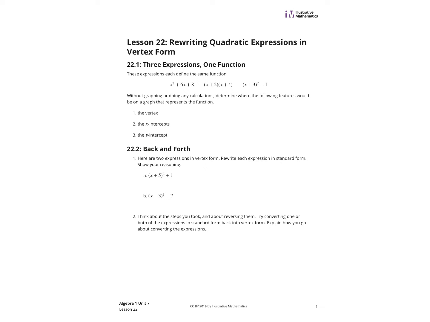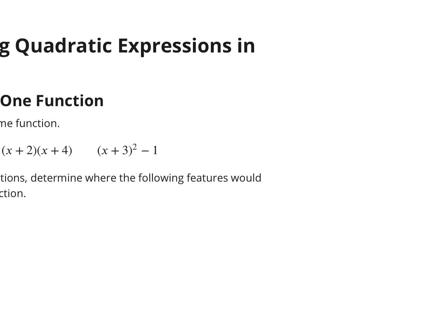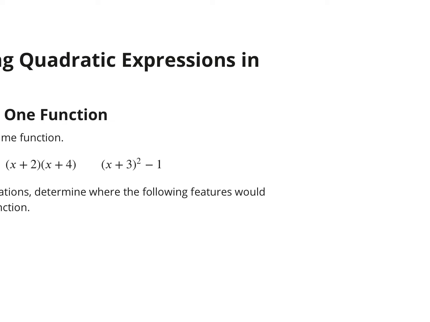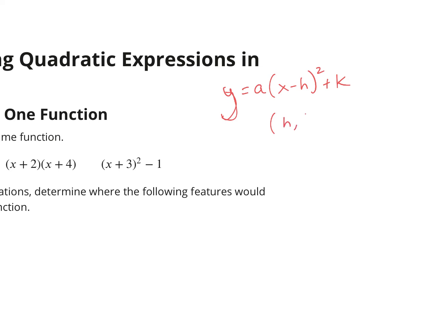Now, prior to this unit, we did spend a little bit of time on vertex form. So just a reminder, vertex form is where you have y equals a times (x minus h) squared plus k. And you can pull the vertex from that by doing the opposite of h and then the k value. So that is your vertex. Just a reminder, the vertex is either the maximum point or the minimum point, depending on if it opens up or if it opens down. If it opens up, it's a minimum point. If it opens down, it is a maximum point.